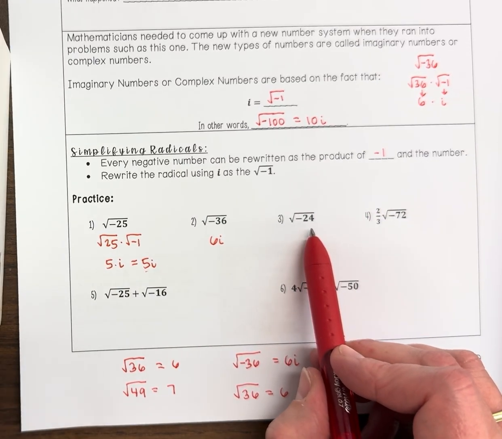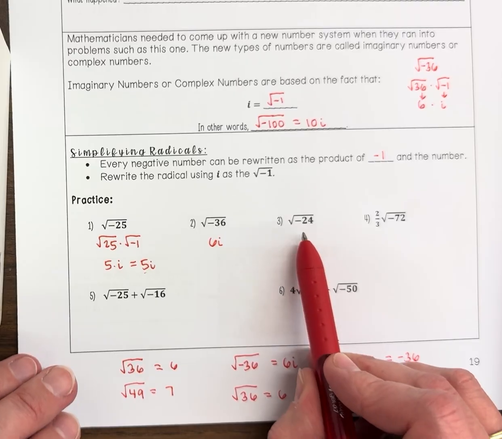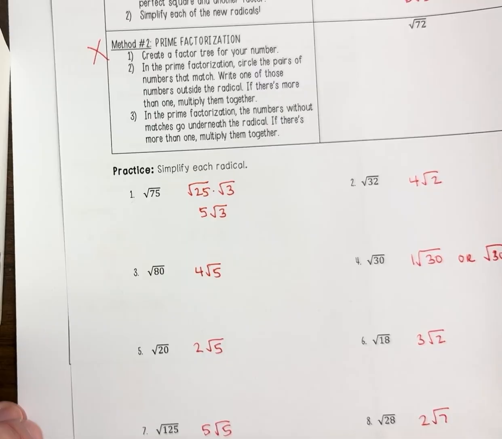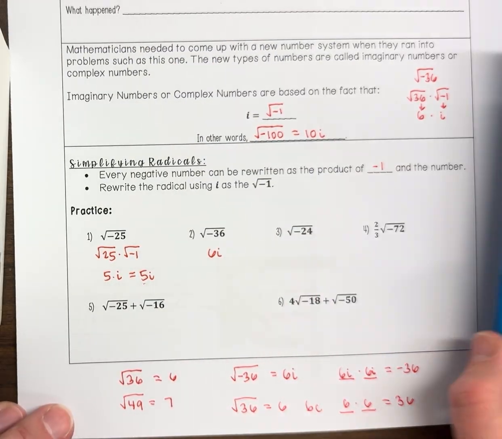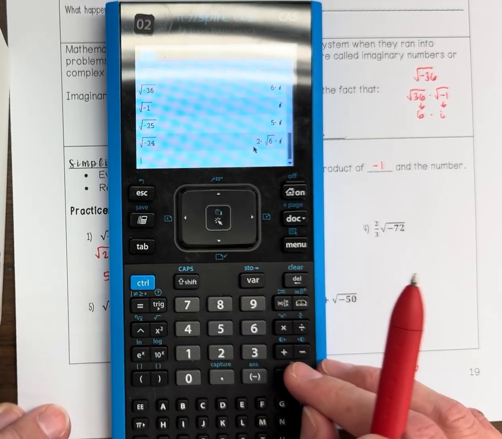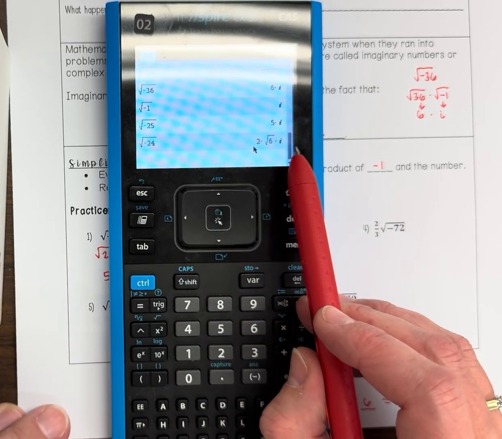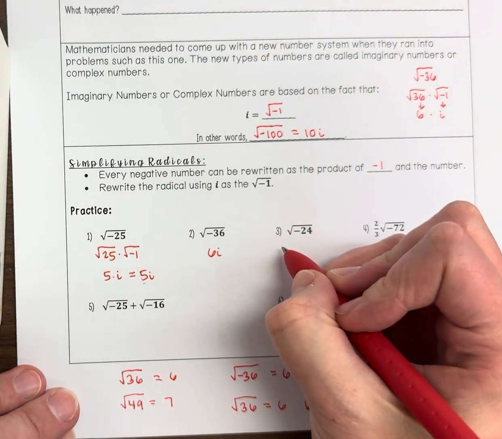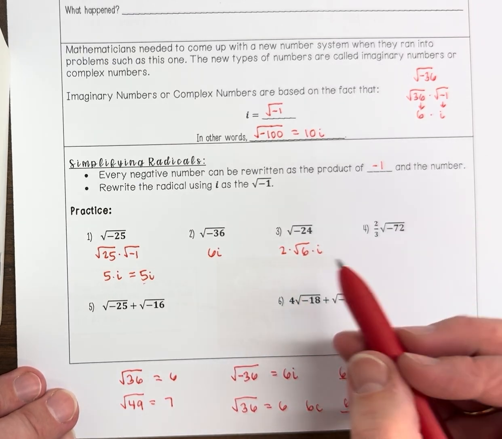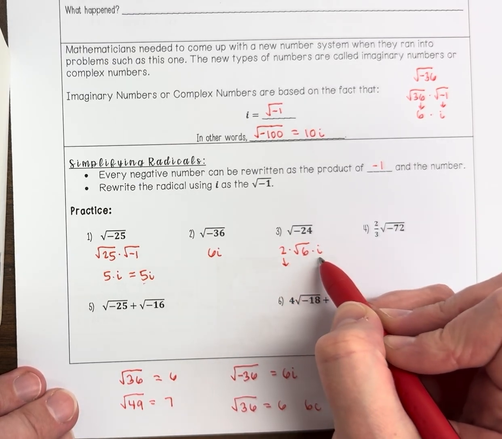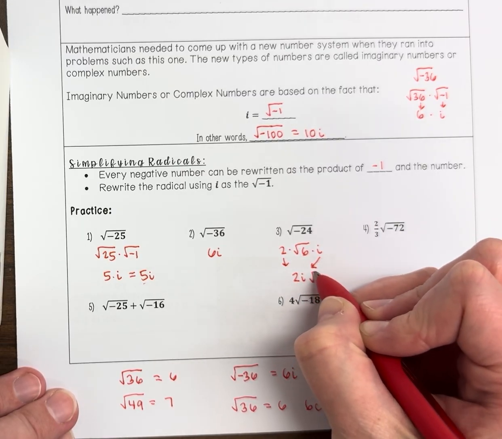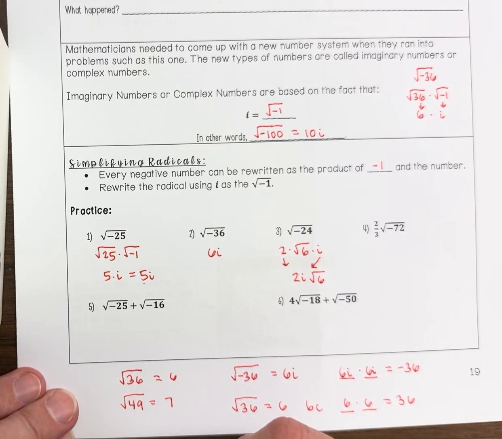Now, 24 is not a perfect square. That's fine. What your calculator is going to do is simplify it, kind of like the previous page, but then also include an i in the final answer. So we've got the square root of negative 24, and we've got 2 times radical 6 times i. Now, I don't really like how your calculator displays this final answer. What I'm going to do is take the 2 and the i, since they're both not under the radical, put them together, and then put the square root of 6 outside.